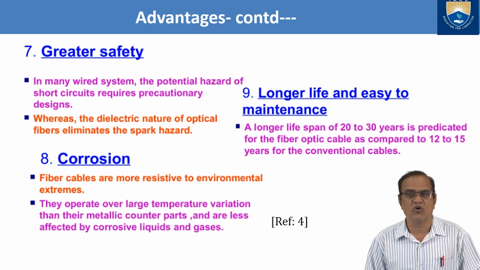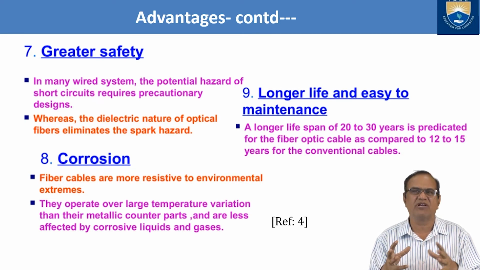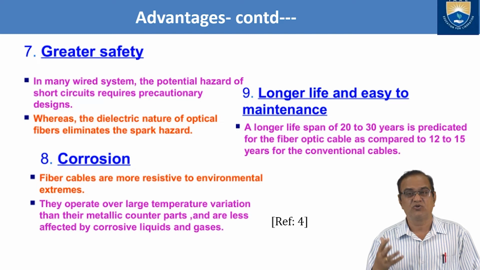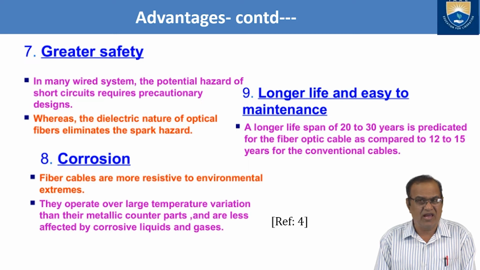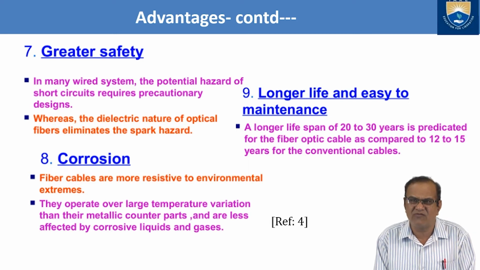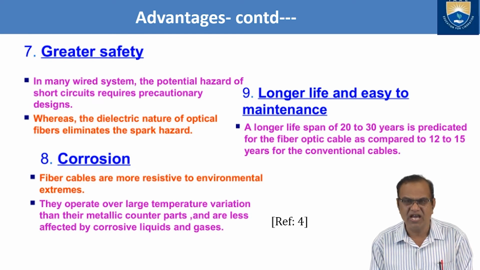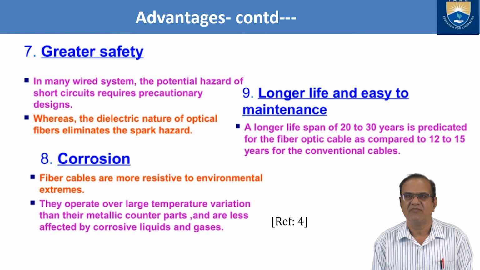Next, very important, is corrosion. If corrosion takes place, the life of the system will reduce, the strength and accuracy of the communication will be reduced, and it will fail very fast. To avoid that, fiber cables are more resistant to environmental extremes, as plastic and glass are not very much affected by environmental conditions. They operate over larger temperature variations than their metallic counterparts and are less affected by corrosive liquids and gases.